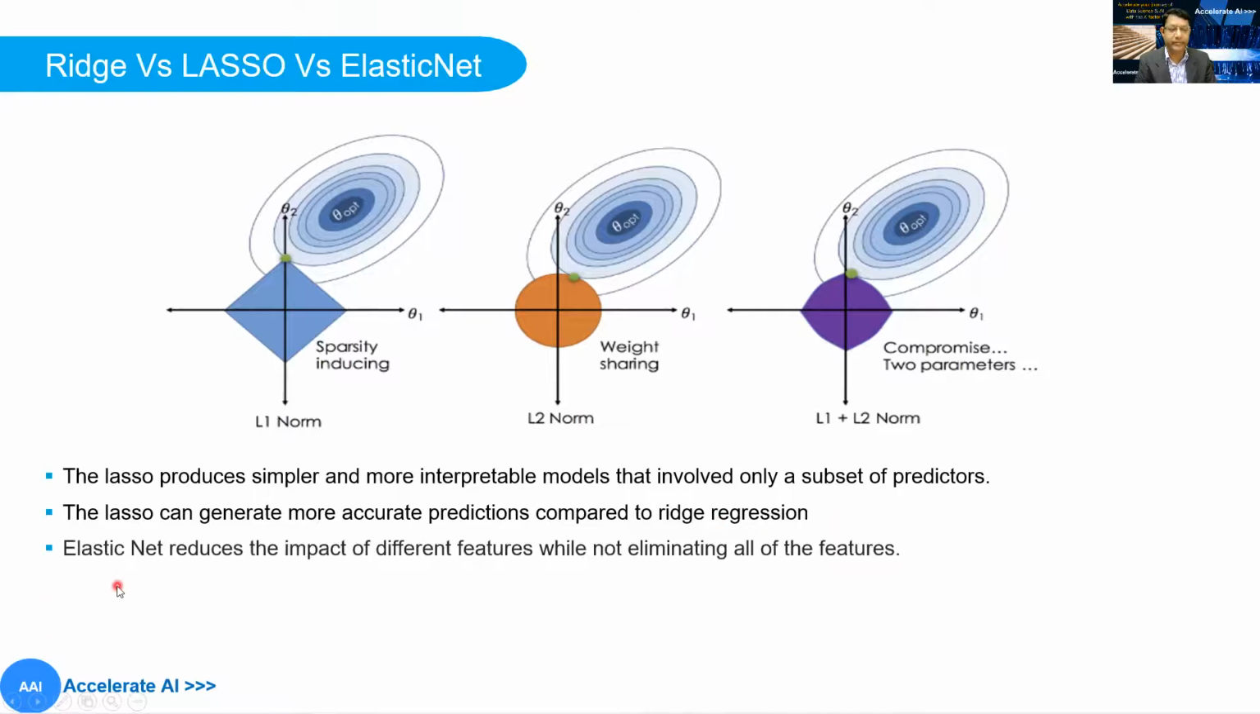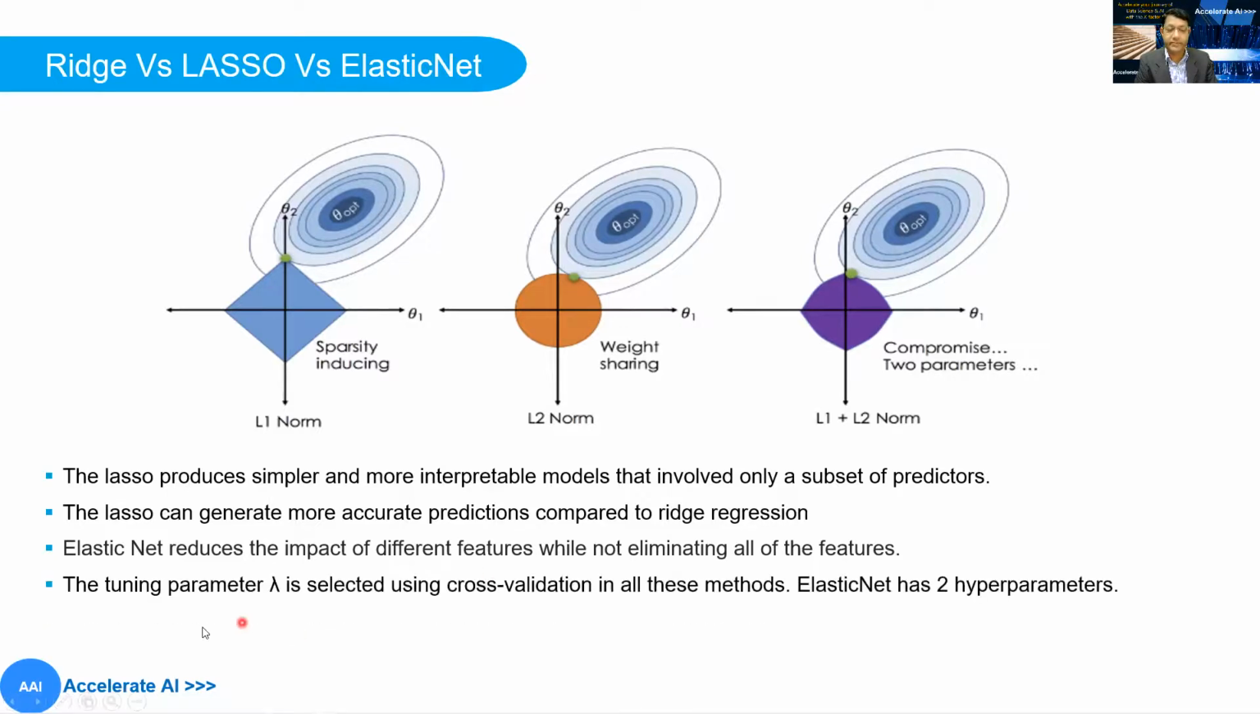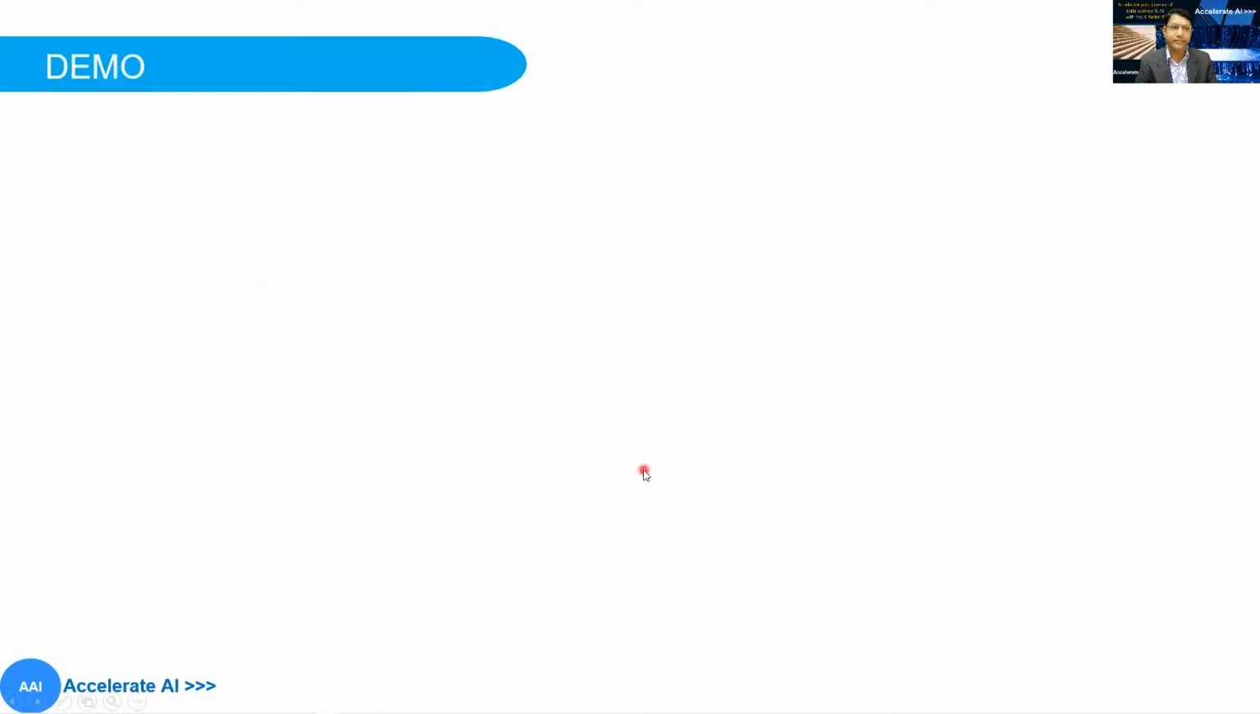this in an example. ElasticNet will reduce the impact of different features, but will not completely eliminate all of the features. And with all these three, the tuning parameter lambda is selected using cross validation. Now in ElasticNet, remember that we have two different hyperparameters. In all of these, as we increase the value of lambda, the variance decreases and the bias overall increases.